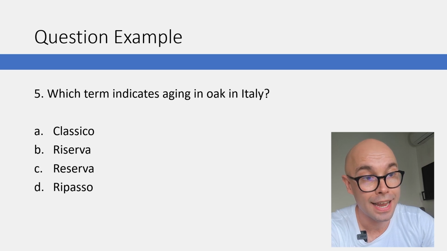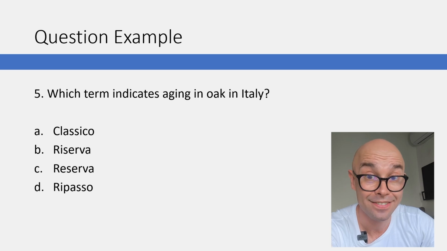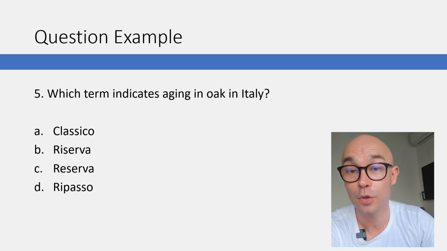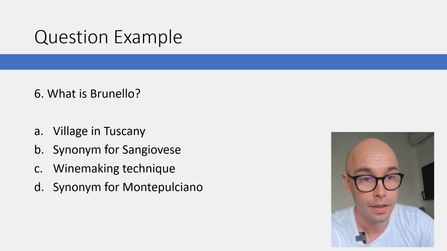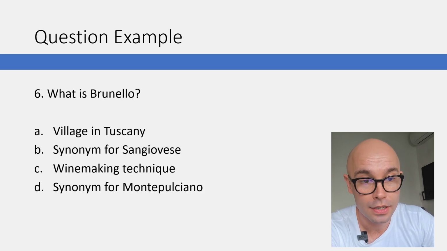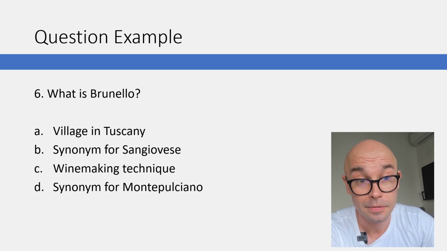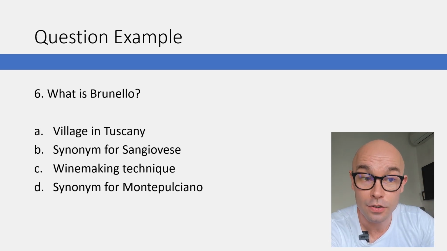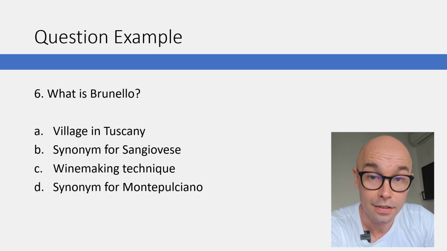Which term indicates aging in oak in Italy? Classico, Riserva, Reserva, Ripasso. The correct answer is B, Riserva. Reserva is a pronunciation in Spain. What is Brunello? Village in Tuscany, synonym for Sangiovese, winemaking technique, synonym for Montepulciano. The correct answer is, well, honestly, it's A and B. My mistake here. But Brunello is the synonym for Sangiovese, and it's also a town in Tuscany.